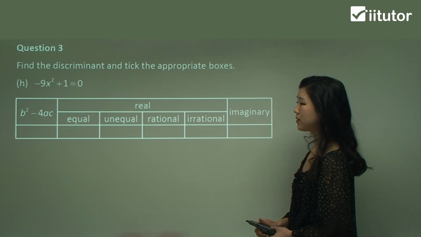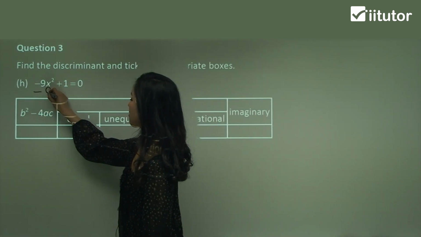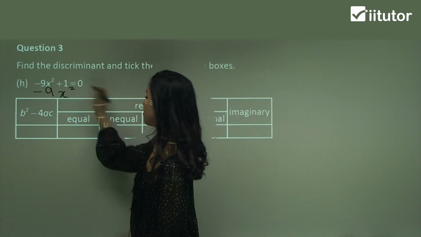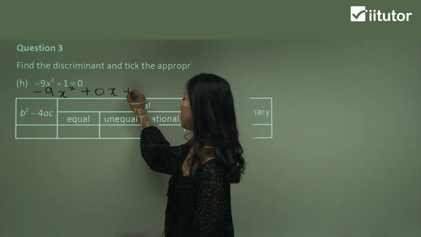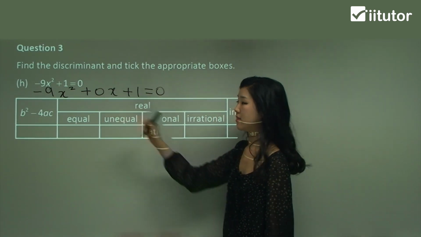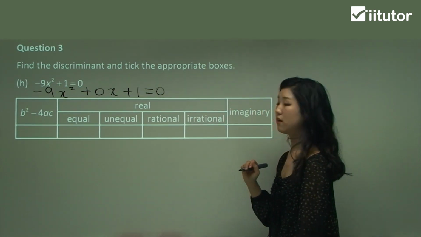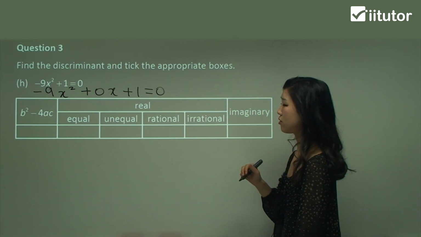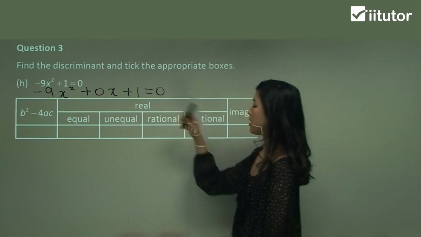Alright, H, negative 9x squared plus 1 equals 0. And guys, for those who are a little bit confused, I'll write this again as negative 9x squared plus 0x plus 1 equals 0. Okay, I added that extra 0x in there for you, so I can have the x squared, then x, and then the constant. So you can write it like that if you want to, and then a is negative 9, b is 0, c is 1.